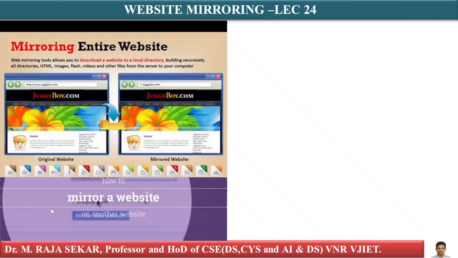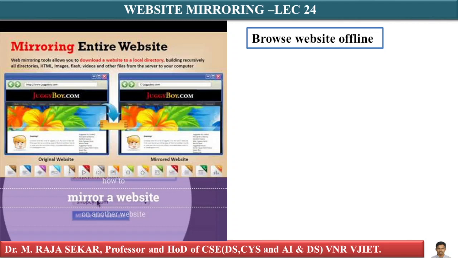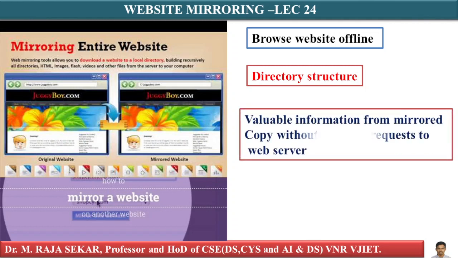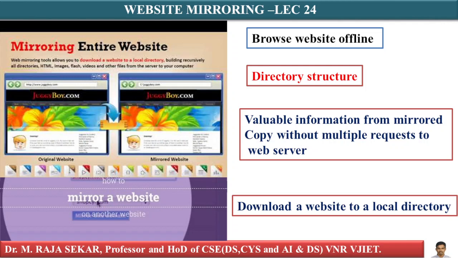Mirroring an entire website onto the local system enables an attacker to browse the website offline. It also assists in finding directory structure and other valuable information from the mirrored copy without multiple requests to the web server. Web mirroring tools allow you to download a website to a local directory, building recursively all directories, HTML, images, flash, videos, and other files from the server to your computer.